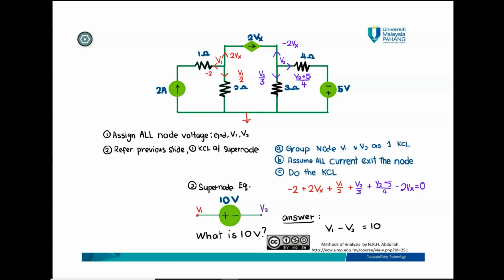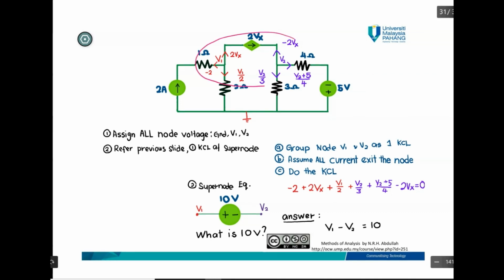In order to create a KCL equation for a supernode, the supernode is in between node V1 and node V2. In order to create the KCL for that supernode, you have to combine the currents at branch V1 plus the current at branch V2. So as shown in this figure.